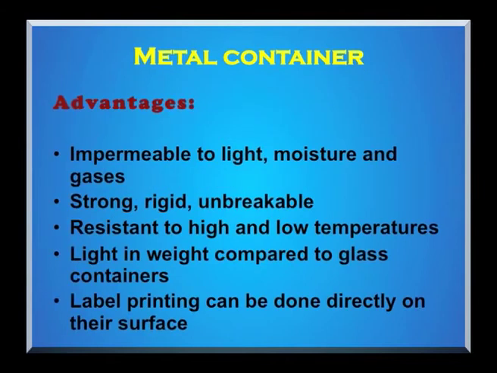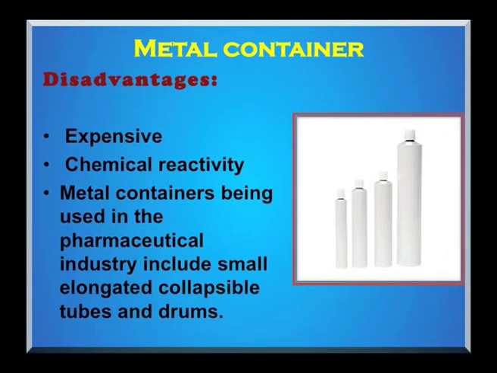Now what are the advantages of metal containers? They are impermeable to light, moisture and gases. They are strong, rigid, unbreakable, resistant to high and low temperature, and light in weight compared to glass containers. Label printing can be done directly on their surfaces, but they also have certain limitations. They are expensive and have chemical reactivity. Metal containers used in the pharmaceutical industry include small elongated collapsible tubes and drums.